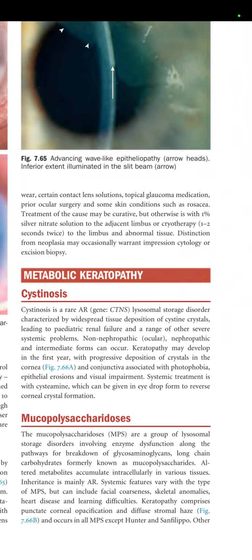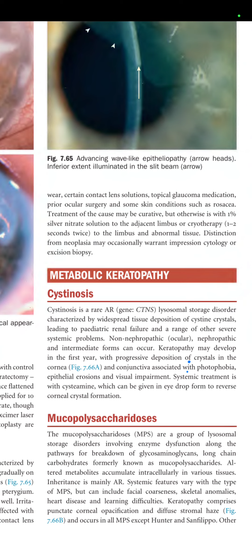Keratopathy comprises punctate corneal opacification and a diffuse stromal haze, figure 7.66b, and occurs in all MPS except Hunter and Sanfilippo. So you have to remember in which cases it does not occur: Hunter and Sanfilippo. Other ocular features may include pigmentary retinopathy and optic atrophy. So you can see figure B showing the typical appearance in mucopolysaccharidosis. There will be the stromal haze and punctate corneal opacities, and there can be pigmentary retinopathy and optic atrophy as well.